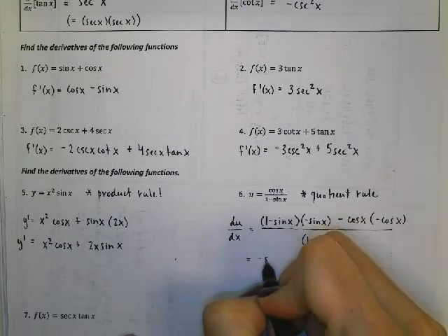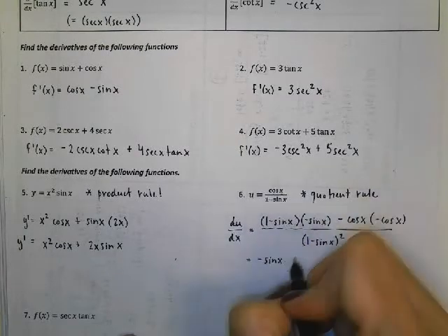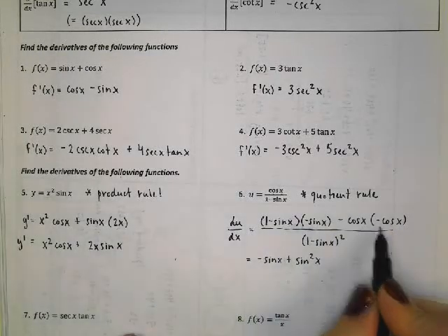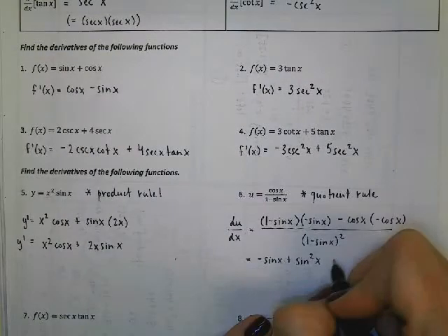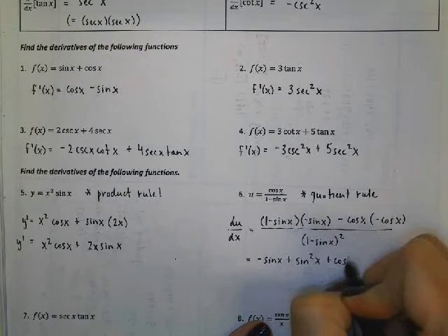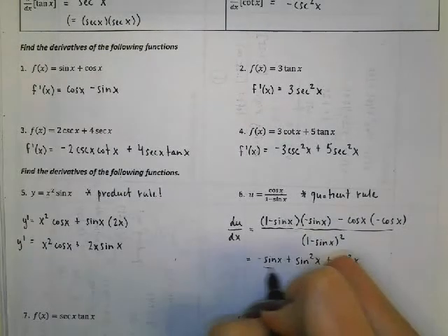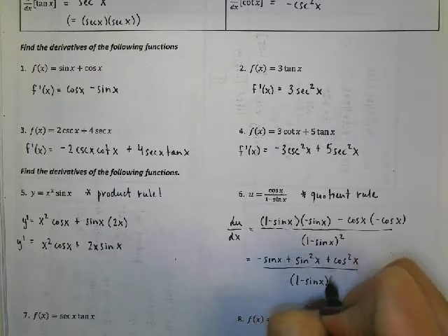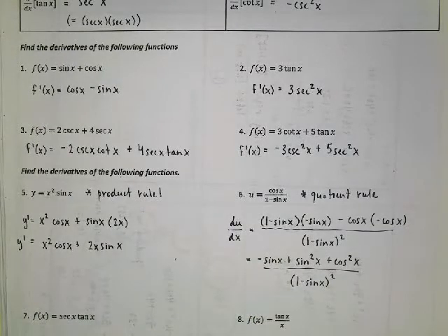So I'm going to distribute my negative sine x. I get plus sine squared of x. When I distribute my cosine x, or multiply those, I get plus cosine squared of x, all over 1 minus sine of x quantity squared.